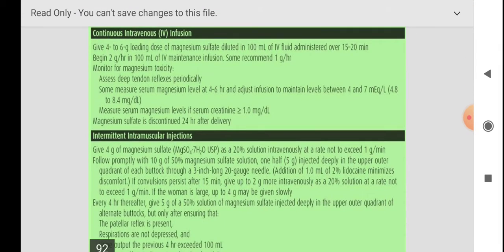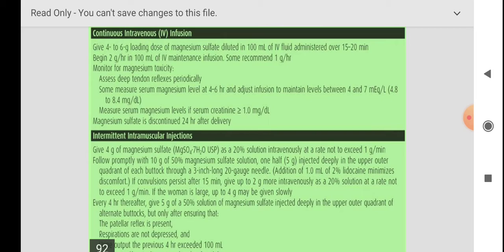There are two regimens, IV dose and IM dose. The commonly used dose protocol in our hospital is Pritchard's regimen. In continuous IV dose, a 4 to 6 gram loading dose of magnesium sulfate is diluted in 100 ml of NS and given over 15 to 20 minutes. Begin with 2 gram per hour in 100 ml of maintenance infusion, or some recommend 1. It is usually 1 to 2 gram per hour.